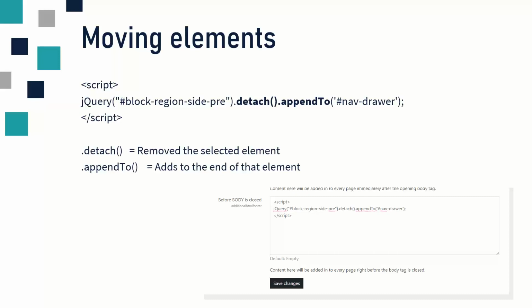So we're going to go back to that additional HTML area, and we can see here we're going to use that block region side pre, so the ID that we found before, and we're going to utilize a couple of jQuery methods. So you can see here that we're going to detach something and we're going to append it. So in this particular one, we're actually going to take it away from the page, and then we're going to add it back to the page in a different location. So the nav draw again is just identifying another ID on the page where we can utilize it.